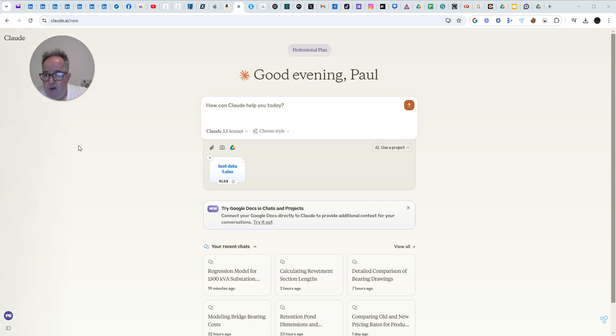claude.ai. So that's Claude.ai. It's run by a company called Anthropic. It's a competitor to OpenAI, ChatGPT. But this one, in my opinion, is much better with data and more specifically with code. So I've preloaded already some test data.